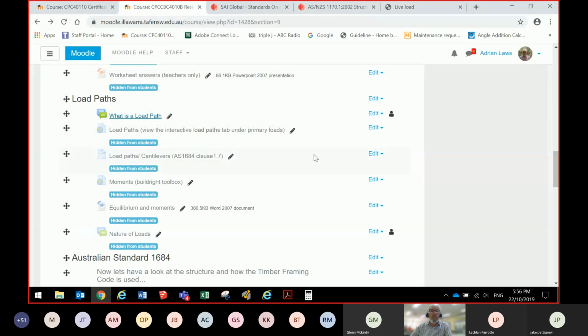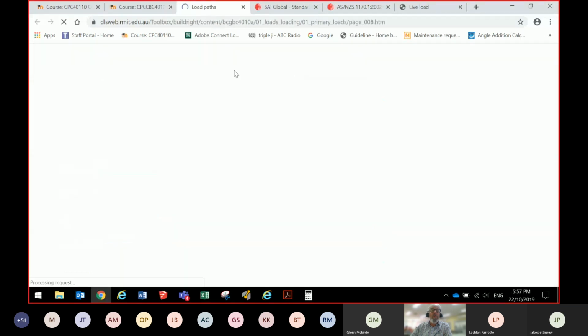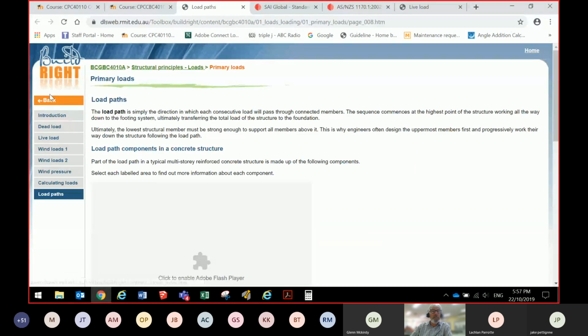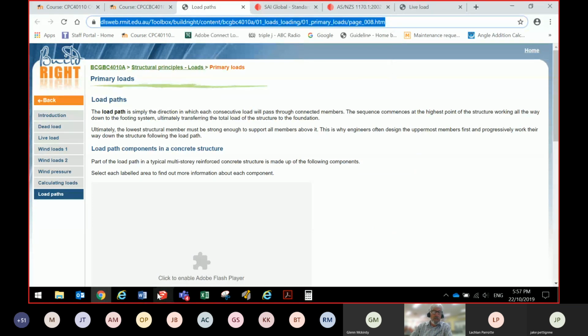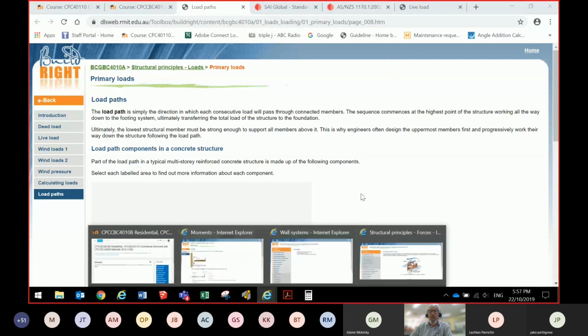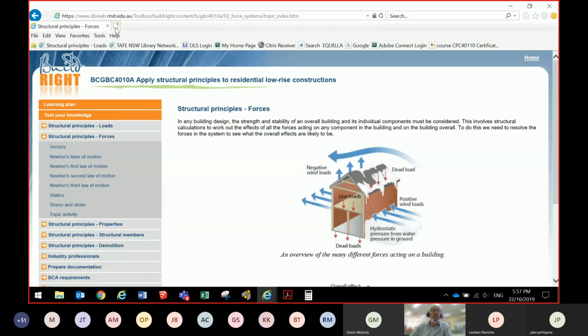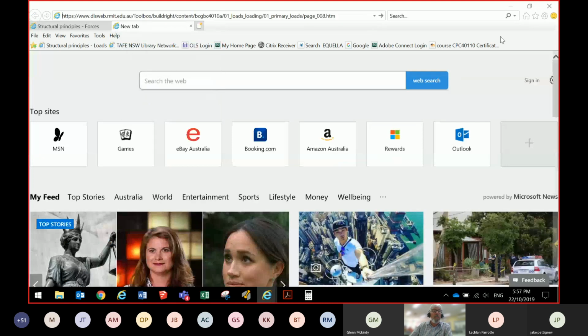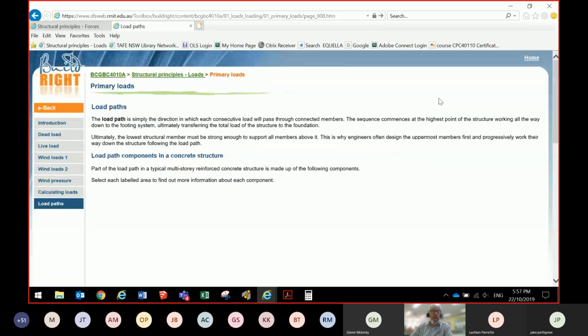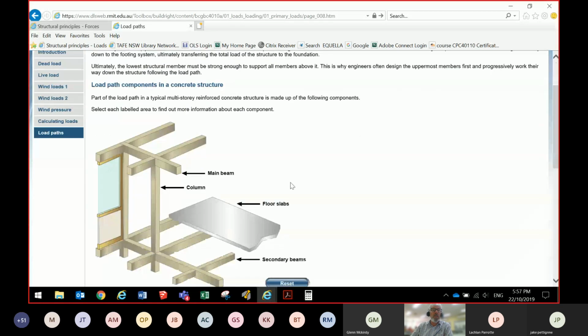So that's load paths. Now, what we want to do now is have a quick look at this. This is going to take us to our Build Right toolbox once again. And once again, I've said to you that if you don't open this in a browser that supports a Java type thing, then it's not going to work. So I put it into Internet Explorer and it works good for me. But if I do it in any of the others, the pictures and things don't come up.